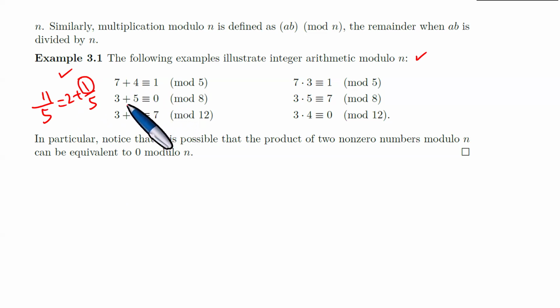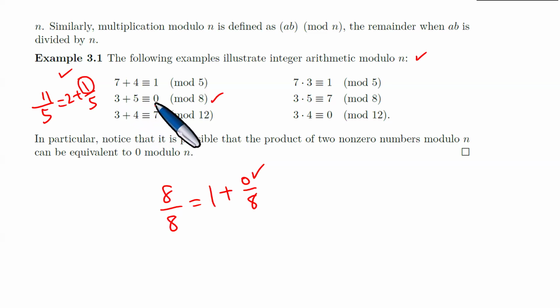What is 3 plus 5? 3 plus 5 is 8. But we know very well that 8 in modulo 8 would be 0. Why? Because if you divide 8 by itself in modulo 8, the quotient is 1 and the remainder is 0 out of 8. Therefore, 8 becomes equivalent to 0 modulo 8.